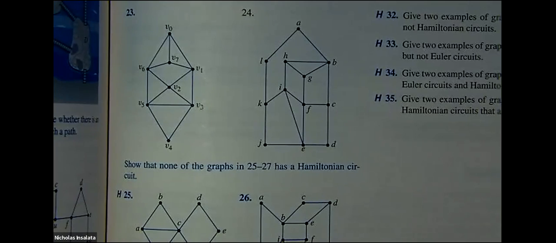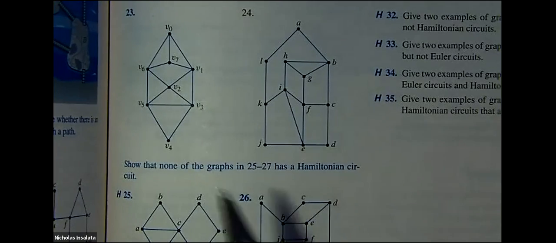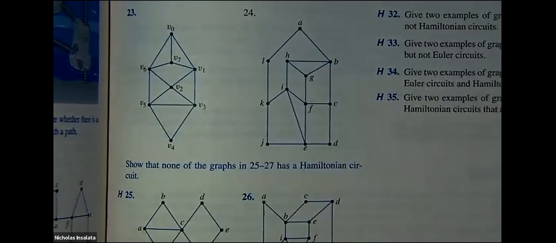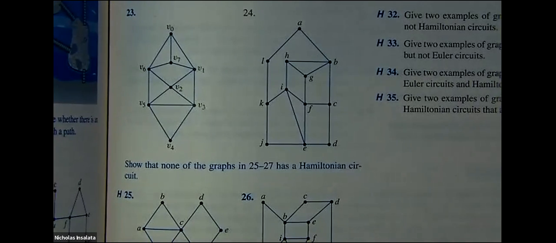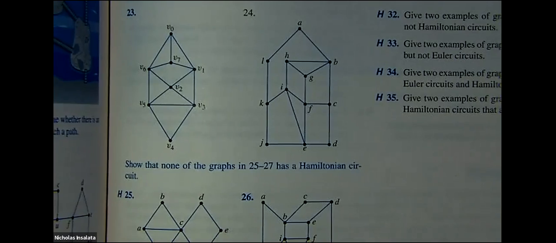I'd like to see if you can tell me whether each of these graphs has an Euler circuit, and if so, what's the order that you go through the vertices in order to find it, right? So does the graph in number 23, do you think that one has an Euler circuit?